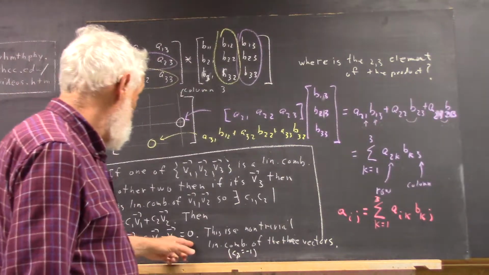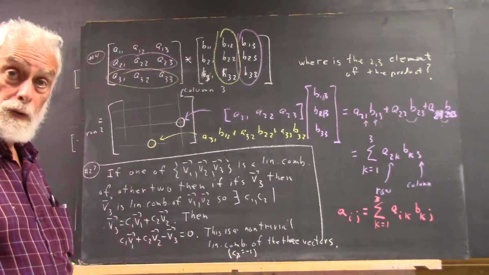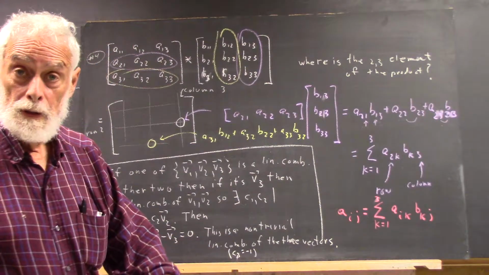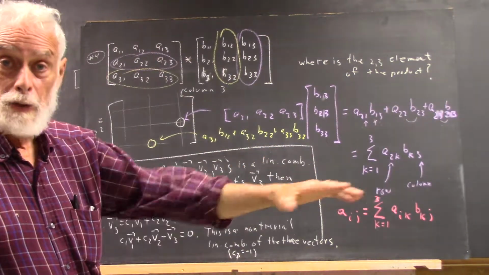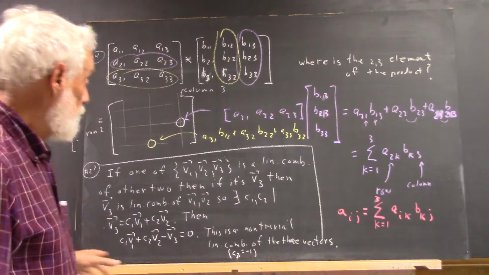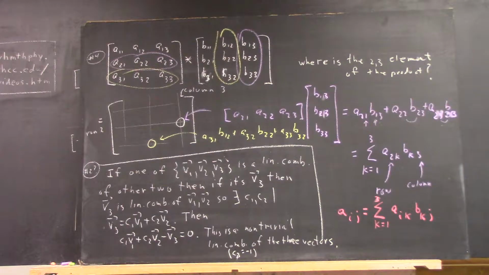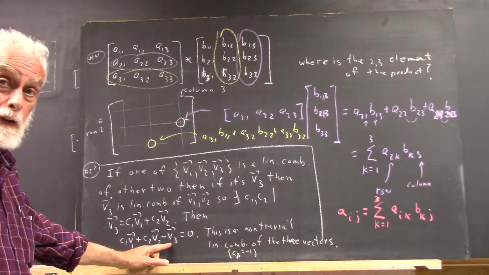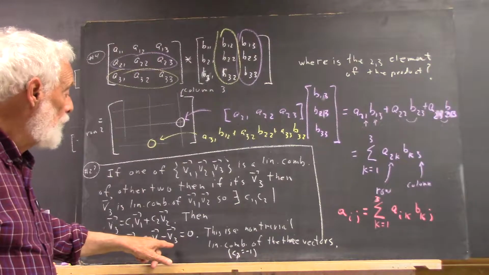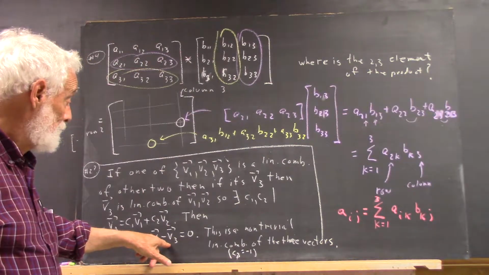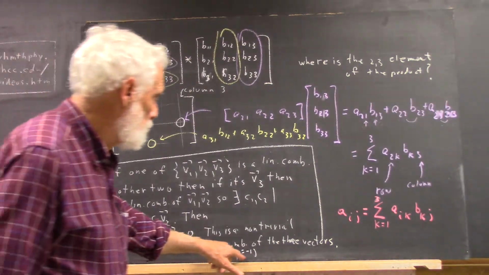Okay, then we just have to observe that this is a non-trivial linear combination of the 3 vectors v1, v2, and v3. A trivial linear combination would be 0 times this plus 0 times this plus 0 times this. Naturally, that's 0, and that's trivial. We're looking for a non-trivial one. How do we know this linear combination is non-trivial? Well, the coefficient of v3 is -1. So this is c1 v1 plus c2 v2 plus c3 v3, with c3 equal to -1.